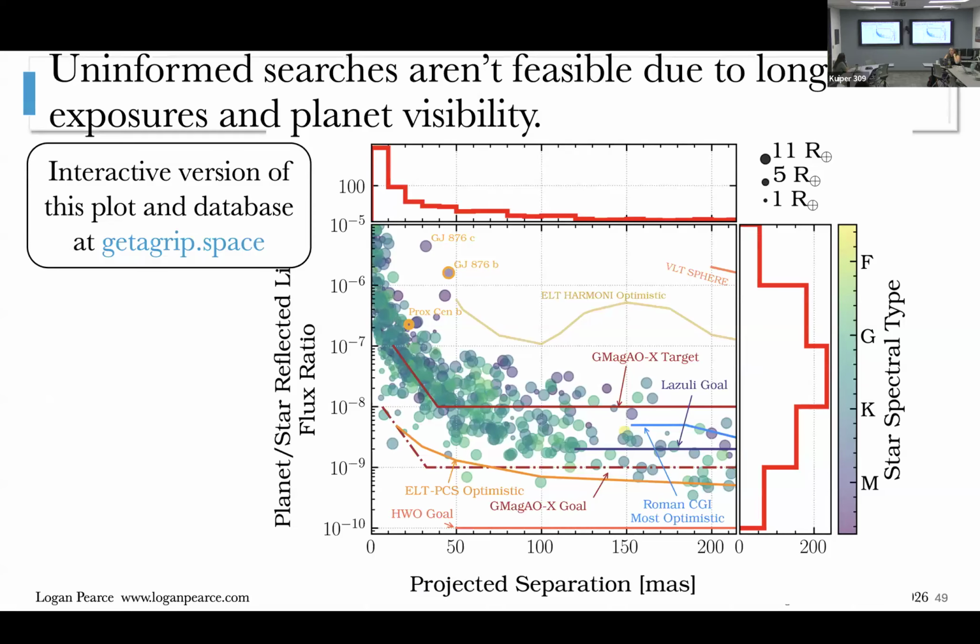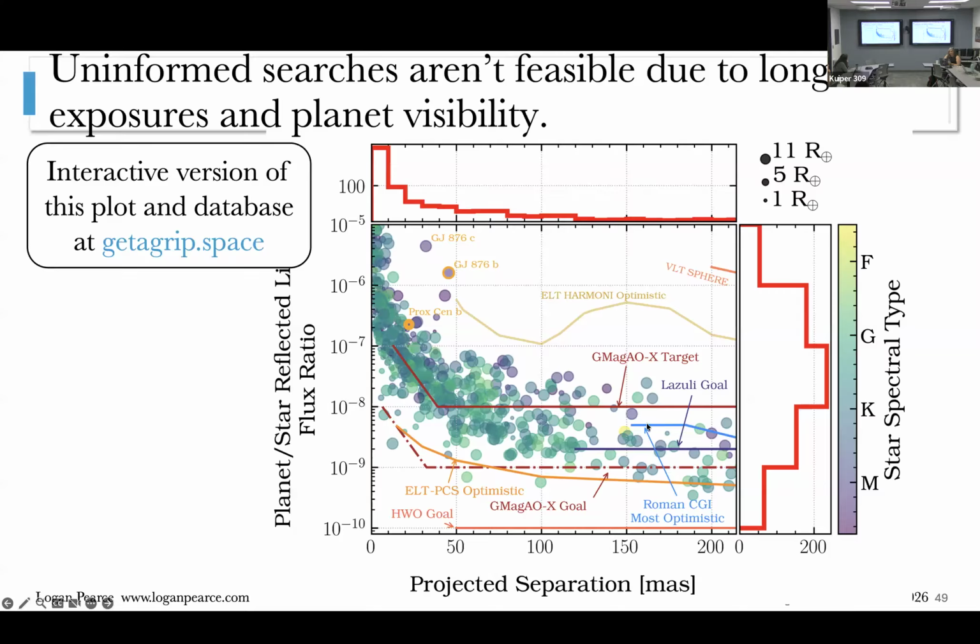So uninformed searches, meaning just staring at a star and hoping you detect something, is really infeasible because of the high contrast involved and planet visibility. And so we need to go after planets that we think are there and we can know something about ahead of time. So this is a similar plot to the Vanessa Bailey plot that I showed of hundreds of the nearest known exoplanets in their reflected light flux ratio, with now some of the ground-based contrast curves overlaid.